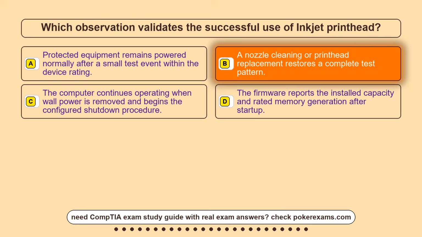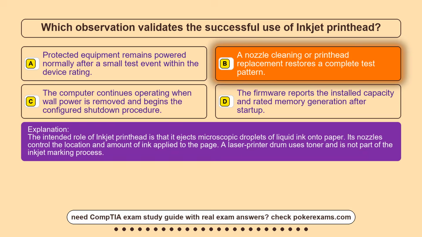The correct answer is option B. A nozzle cleaning or printhead replacement restores a complete test pattern. The intended role of inkjet printhead is that it ejects microscopic droplets of liquid ink onto paper. Its nozzles control the location and amount of ink applied to the page. A laser-printer drum uses toner and is not part of the inkjet marking process.